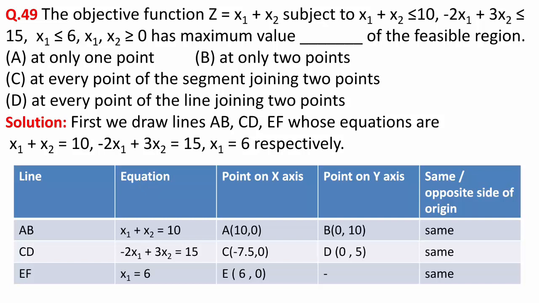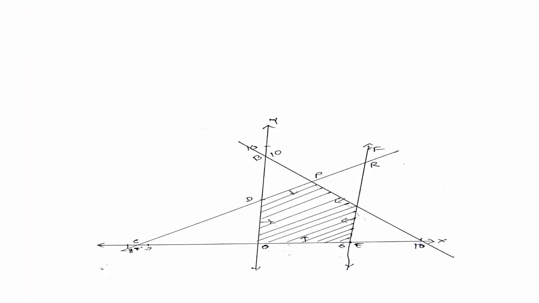Equation of line CD is minus 2x1 plus 3x2 equal to 15. Point on this line on x-axis is C (minus 7.5, 0), and point on y-axis is D (0, 5). Similarly, both points C and D lie on the same side of the origin. Line EF has equation x1 equal to 6, and the point on x-axis is (6, 0). There is no point on y-axis, and this point lies on the same side of the origin. The figure is as follows.